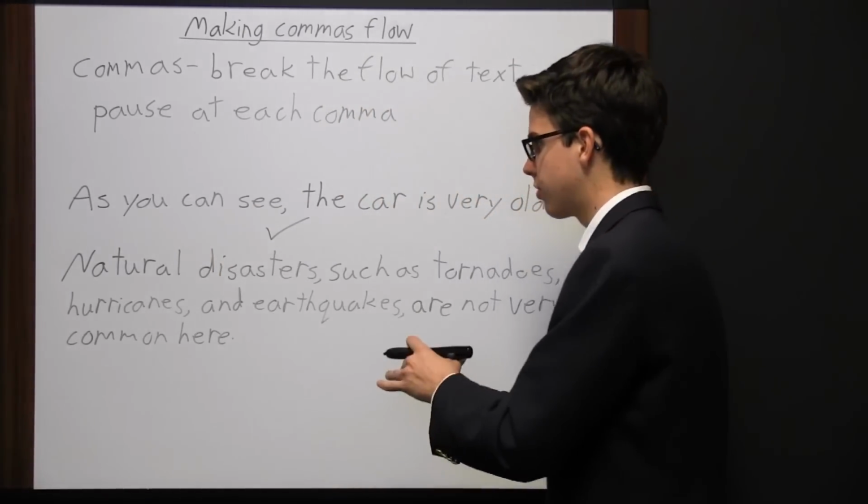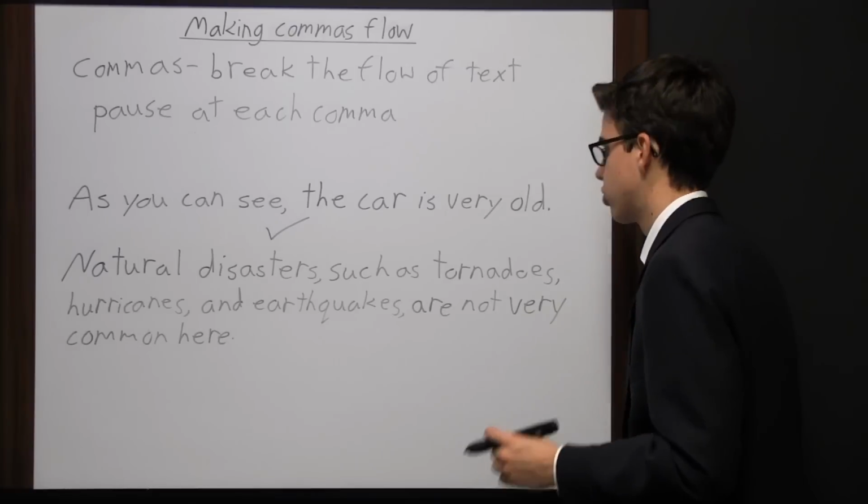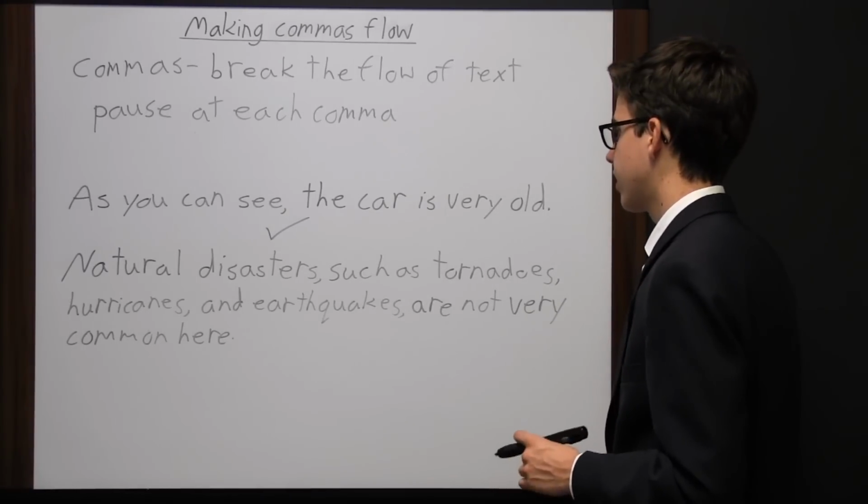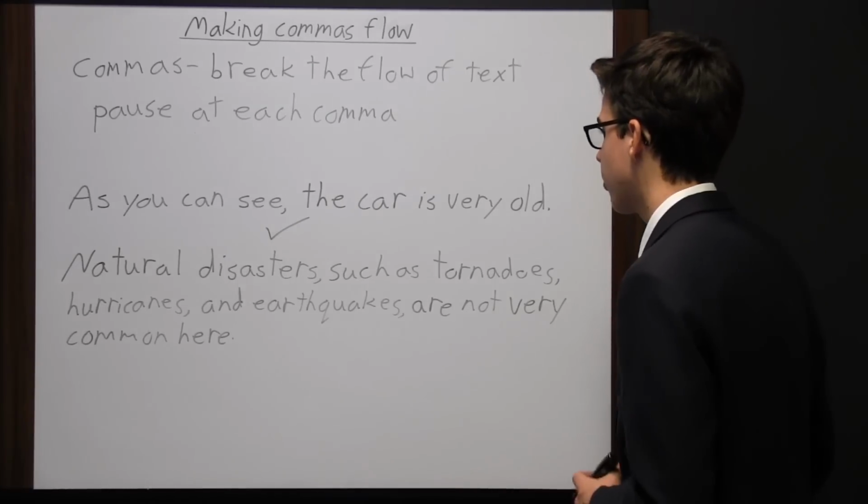Another example is this sentence right here. Natural disasters, such as tornadoes, hurricanes, and earthquakes, are not very common here. So here we have 3 commas.